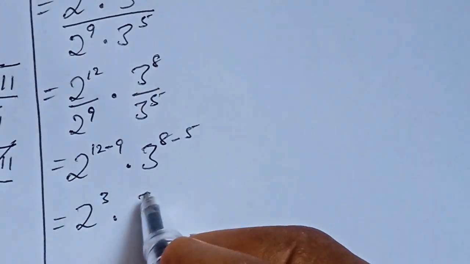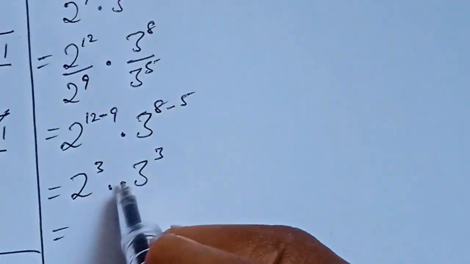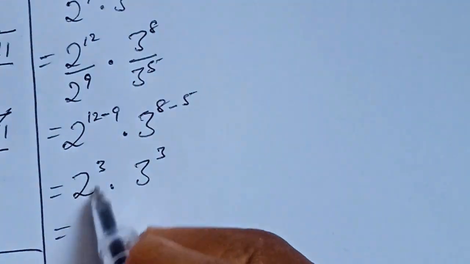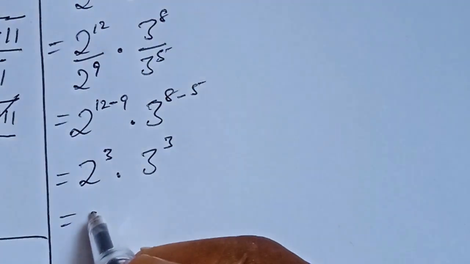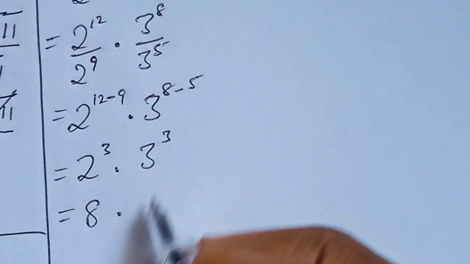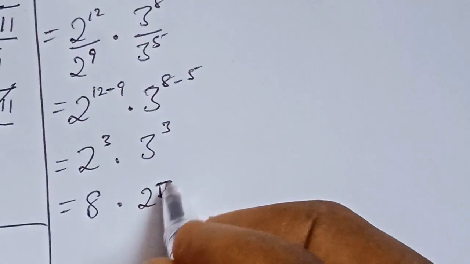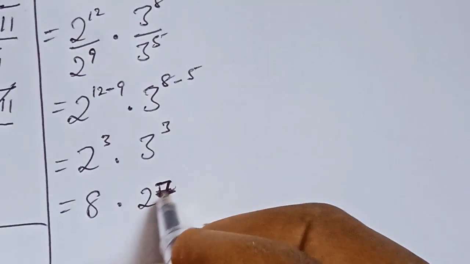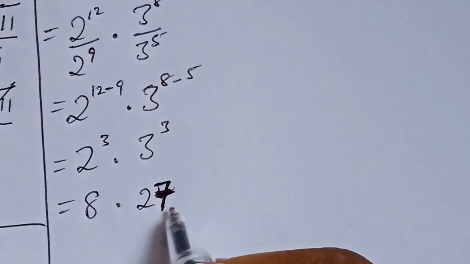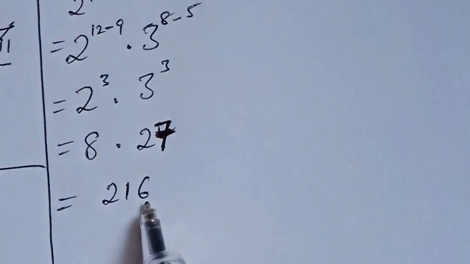multiplied by 3 to the power of 3, and that will be equal to, if we simplify this, 2 to the power of 3 will give us 8, then 3 to the power of 3 will give us 27. So 8 multiplied by 27, and that will be equal to, if we multiply this, 216.